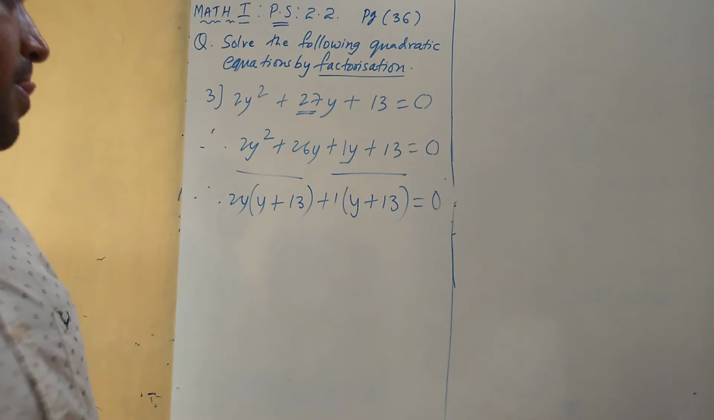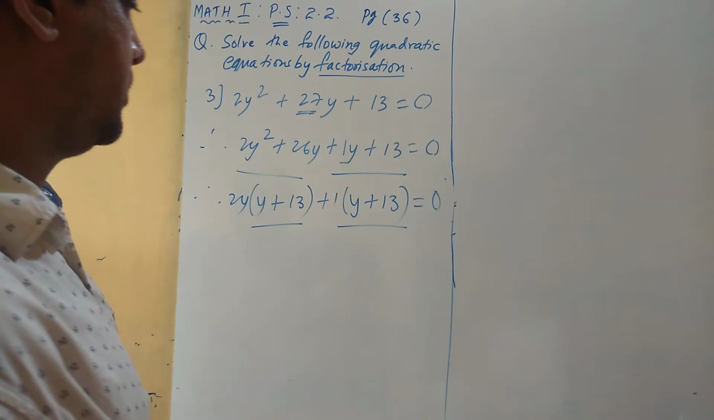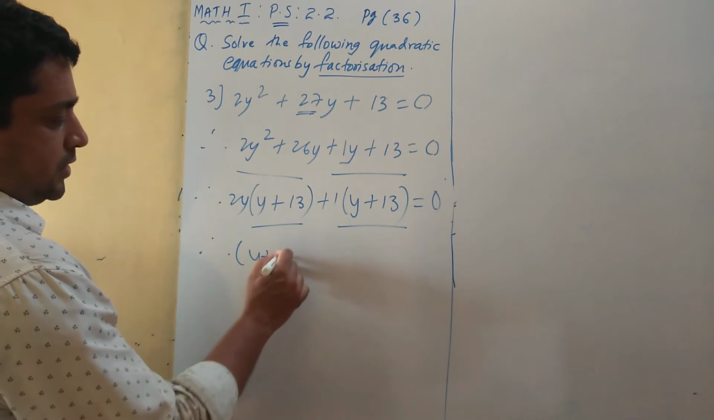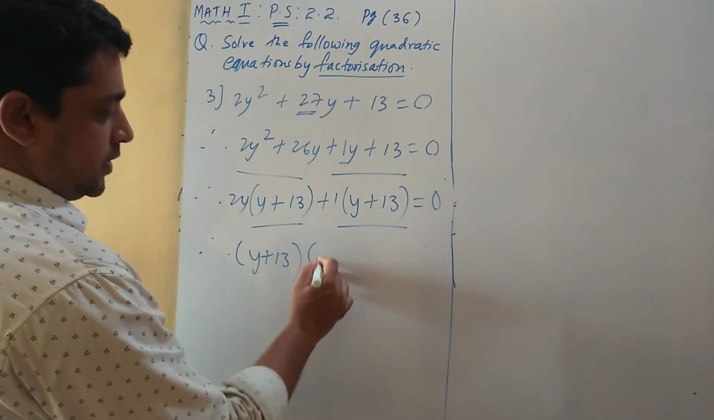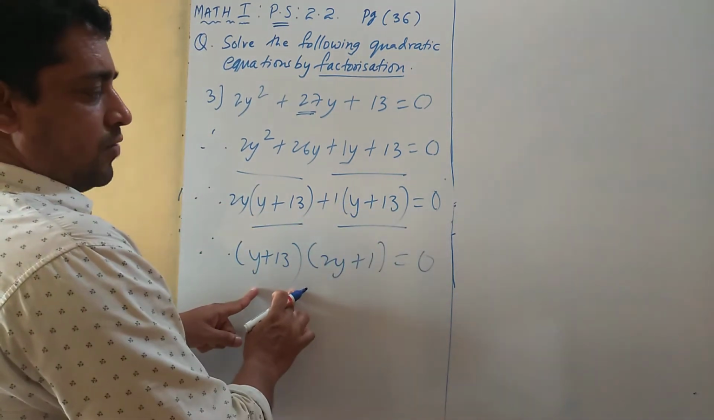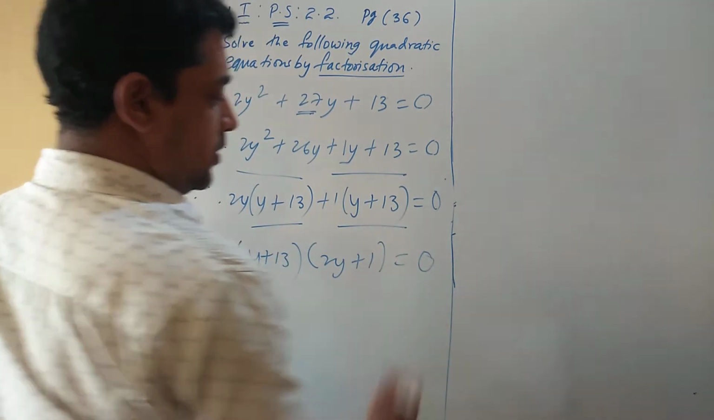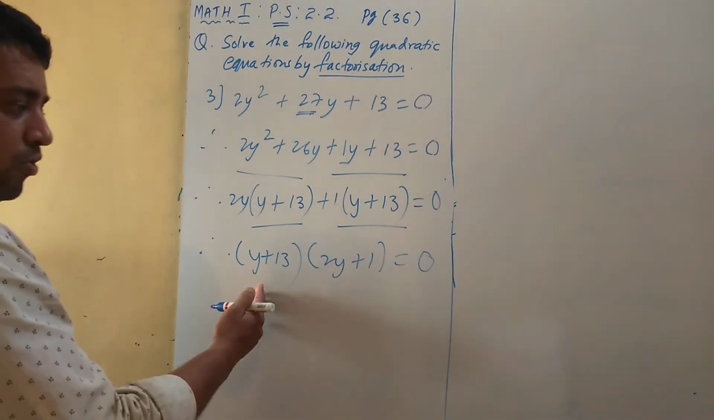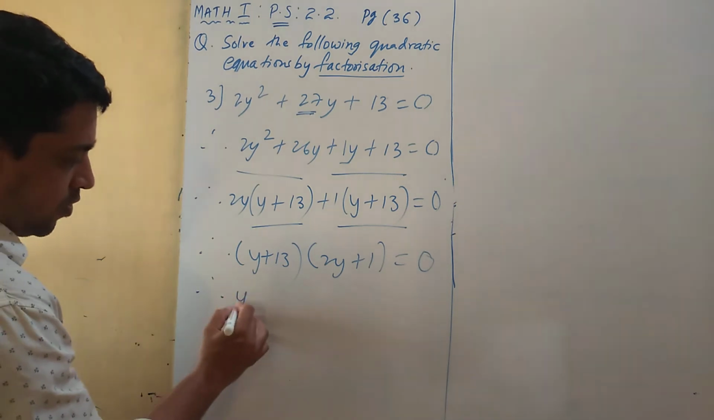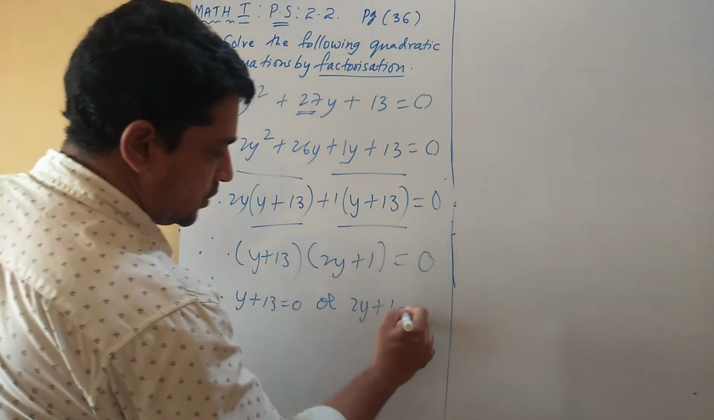Okay, so that's it. Once I've done this, again we find a common binomial factor. There is a binomial y plus 13. So I write y plus 13, and the uncommon binomial factor 2y plus 1 is equal to 0. Check. y plus 13 is your common binomial factor, and 2y plus 1 is your uncommon. Similarly, you can proceed. Either this will be equal to 0 or 2y plus 1 is equal to 0. So I write, therefore, y plus 13 is equal to 0 or 2y plus 1 is equal to 0.